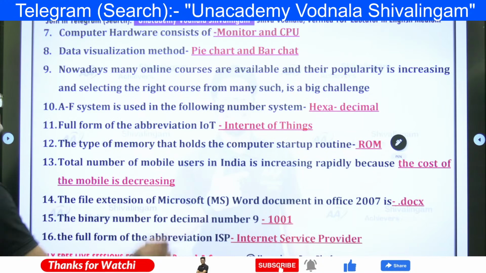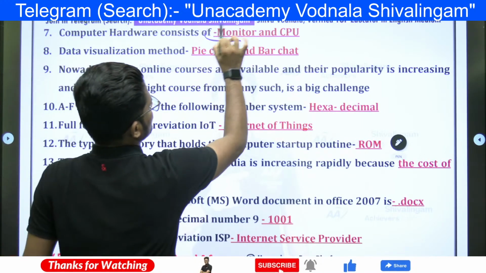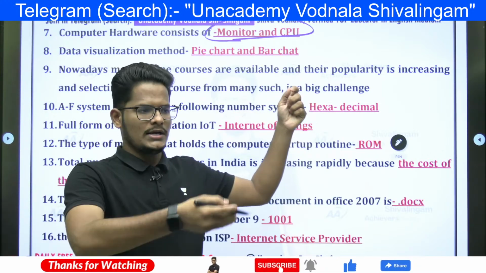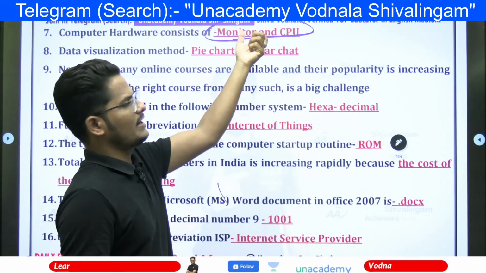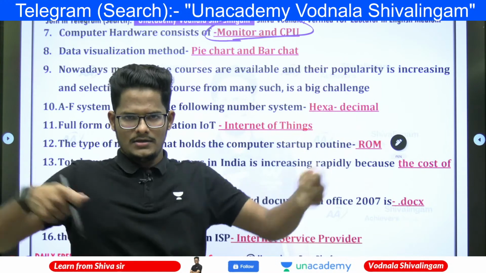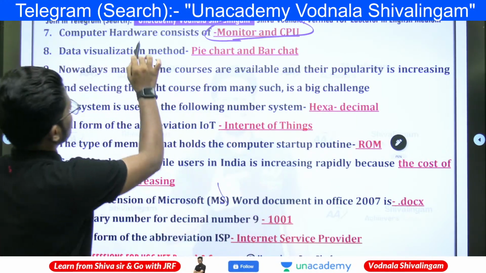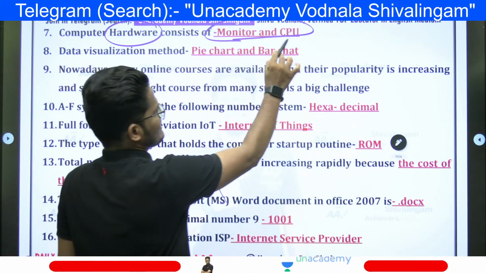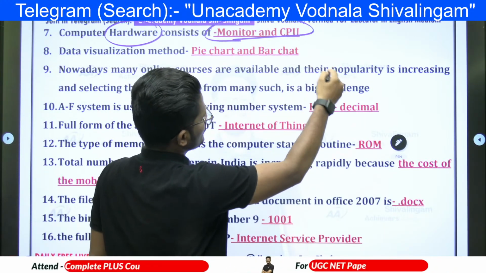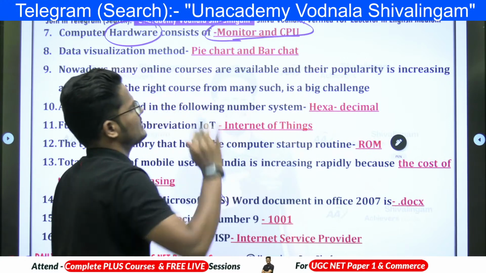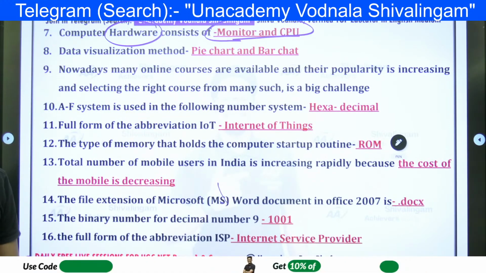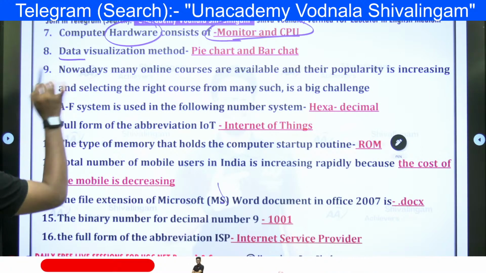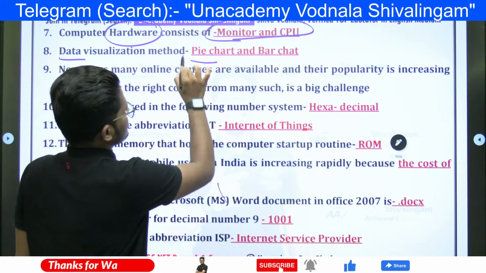Next, computer hardware consists of a monitor and the CPU. Not only the monitor and CPU, but also the keyboard, even the camera; any device which is connected via cables comes under the hardware part. Monitor, CPU, keyboard, mouse, camera, everything externally connected is part of the hardware component.